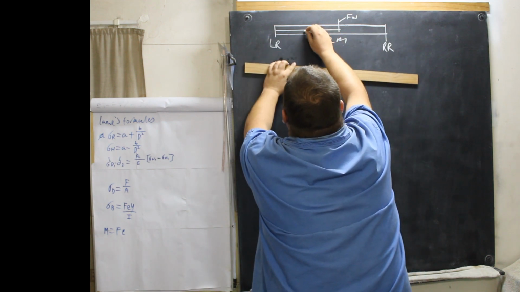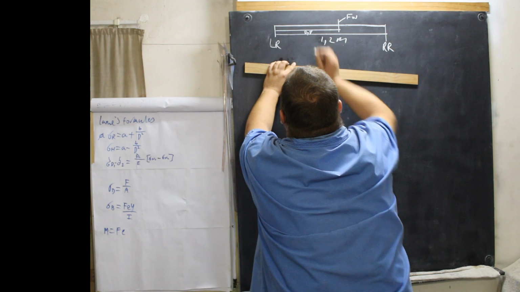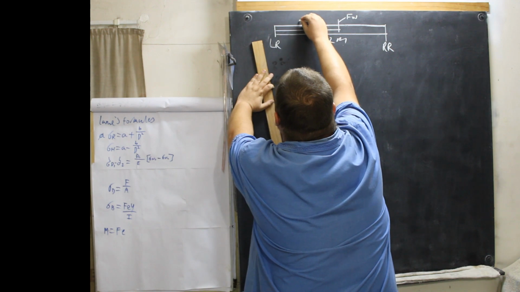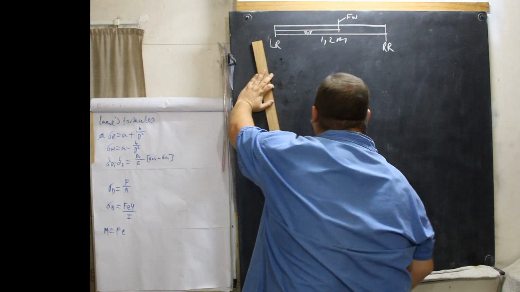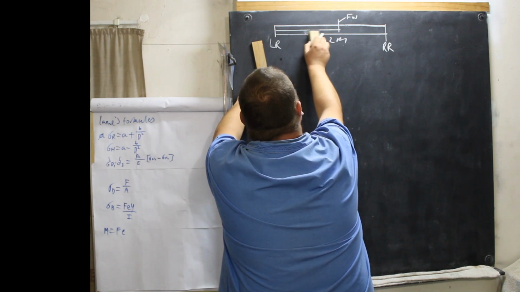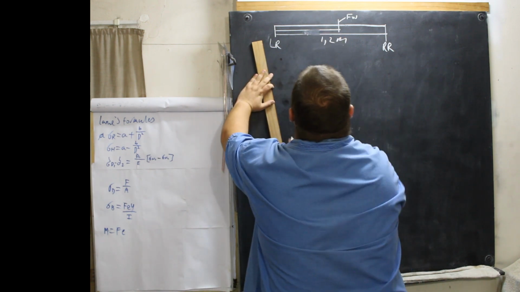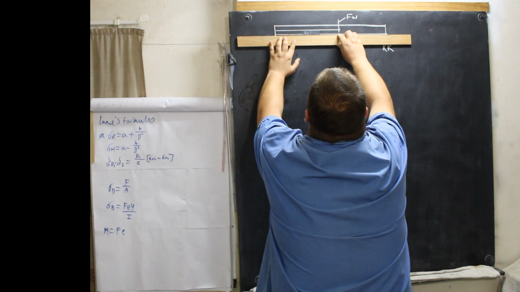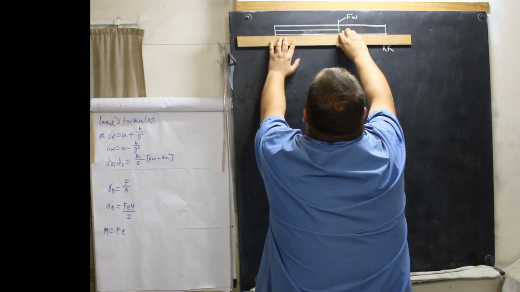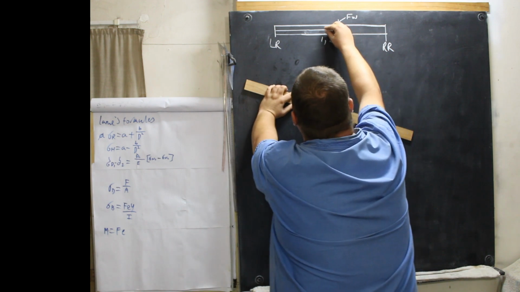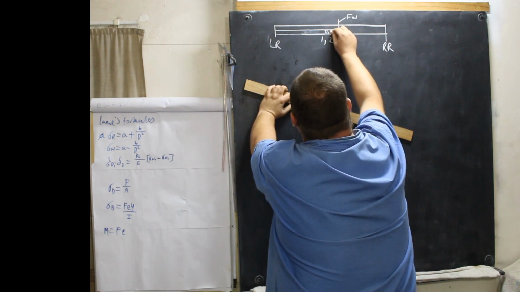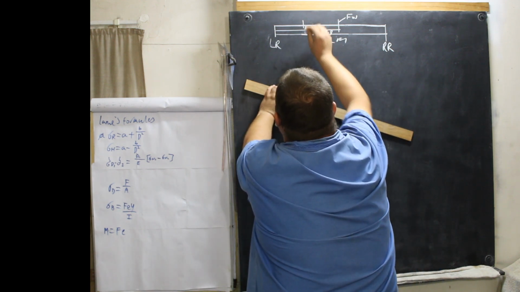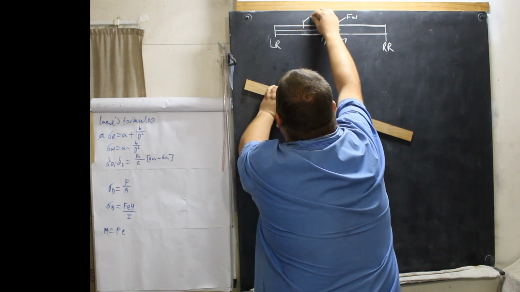From there to there is 0.8. I'm going to put the 0.8 here. Now, over here at 400 is the pulley.